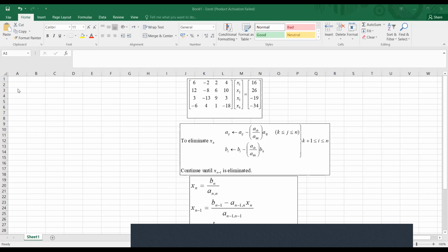We have to type the numbers here: 6, -2, 2, 4, and 16.